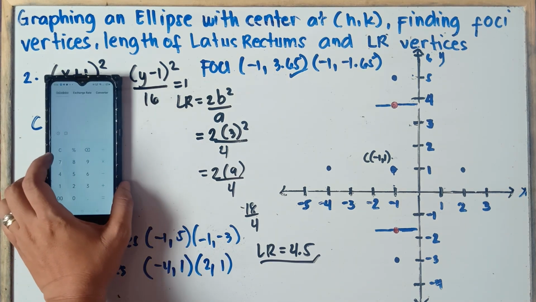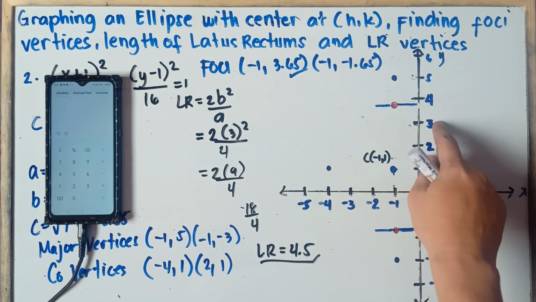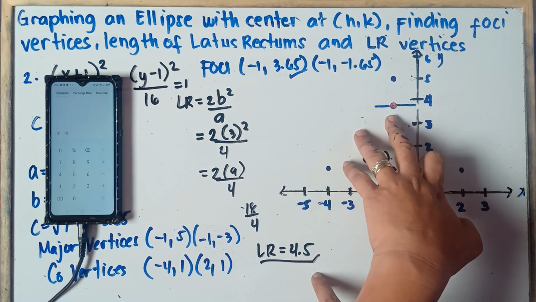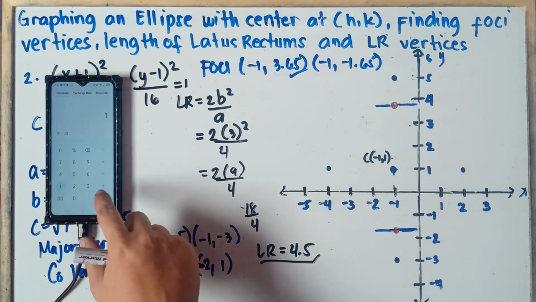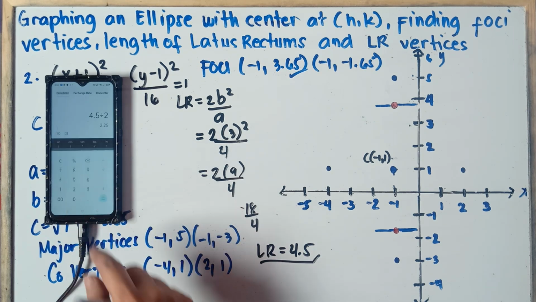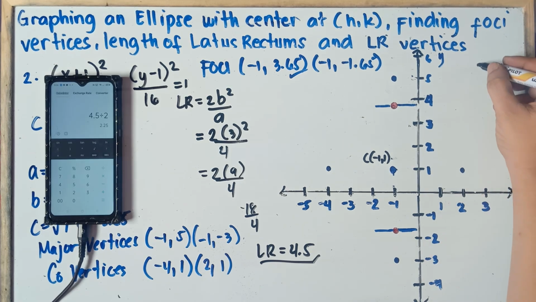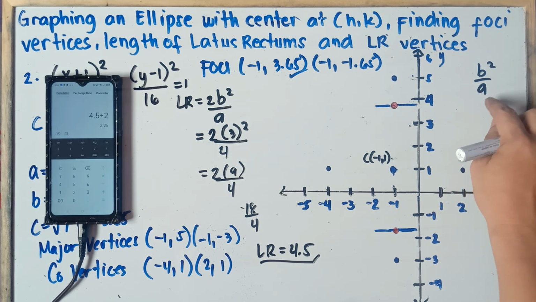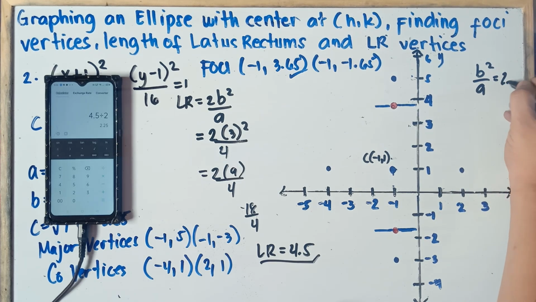I hope you're not confused with that one, class. Once again, the total length is 4.5. We need to divide this by 2 because starting from the focus, we need to move half units for this latus rectum going to the right and another half units going to the left. So 4.5 divided by 2, that would be 2.25. So therefore, b squared over a, once again, class, b squared over a is half the length of the latus rectum. Our answer is 2.25.